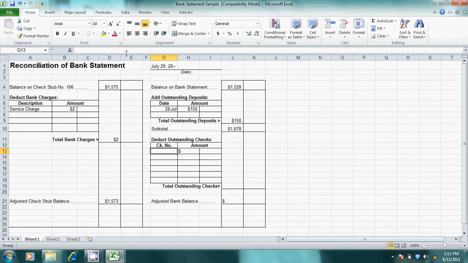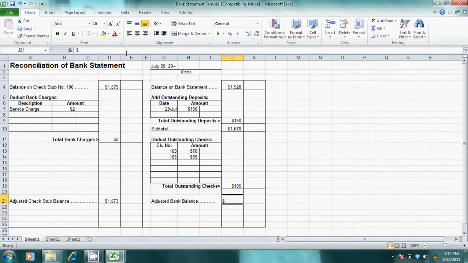Now we're down to the outstanding checks. Outstanding checks are checks that you've written that have not been cleared yet by the bank, whether the person you wrote them to still has not cashed it yet, or you wrote it after the time that the bank printed the bank statement out. So you have 2 of them. You have 103 and 105, and they are an amount of 70 and 35. And the total is 105.